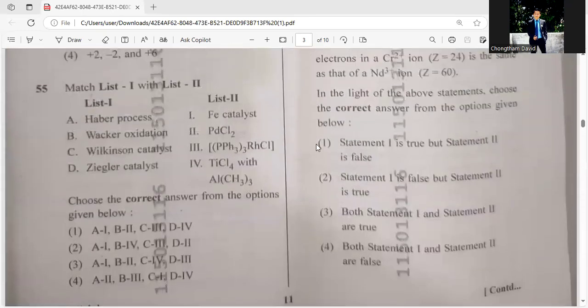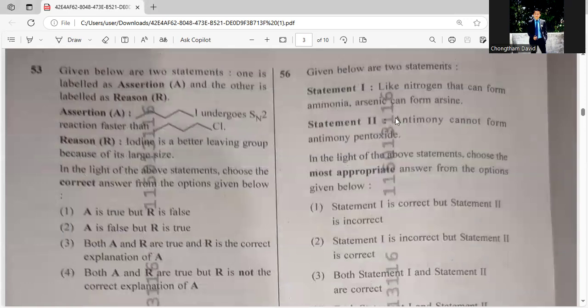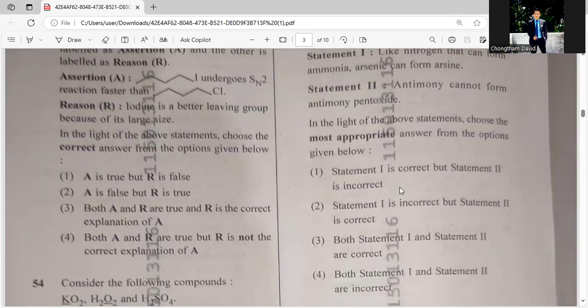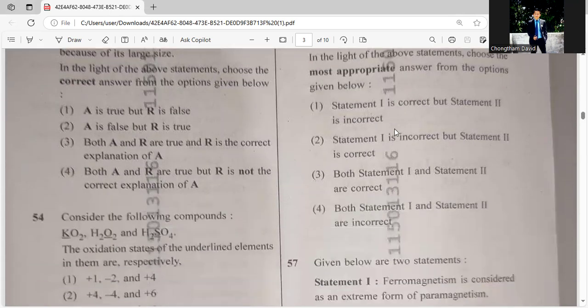Okay, question number 56. This is also reasoning assertion type. Like nitrogen can form ammonia, arsenic can... Statement number 1 is correct. But statement number 2, antimony cannot form antimony pentoxide, so this is false again. So if 1 is true and 2 is false, option number 1 will be the answer for question 56. You can account this on your inert pair effect.